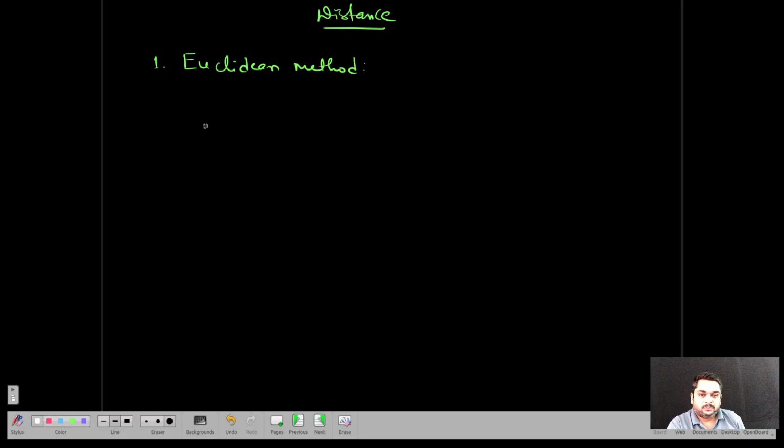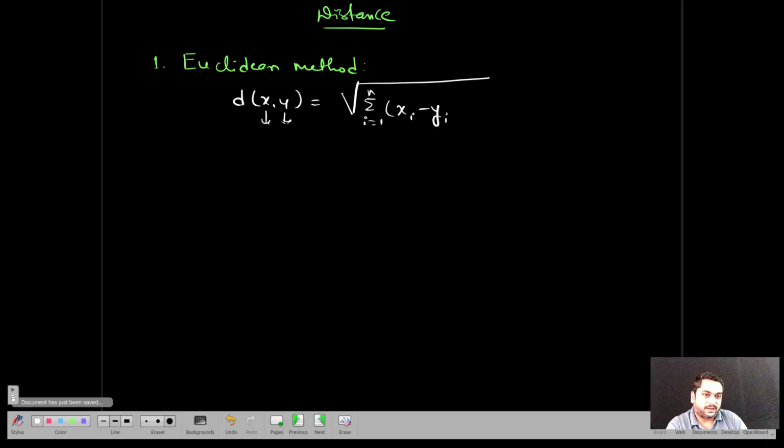We will calculate Euclidean distance between any 2 points x comma y, say 2 features or 2 different data points, given as square root of summation of i equal to 1 to n, (xi minus yi) whole square. The difference, square them and then take the square root. This gives me the Euclidean distance.